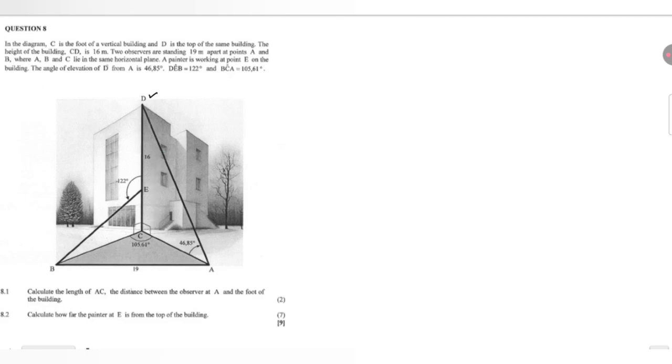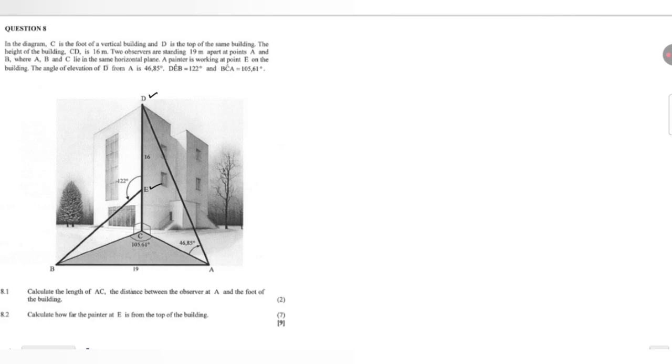Two observers are standing 19 meters apart at points A and B, that we can see, and this distance is 19, which is also given. And A, B, C lie in the same horizontal plane. A, B, C are on the ground. We can see the shaded triangle which is on the ground. A painter is working at E on the building.